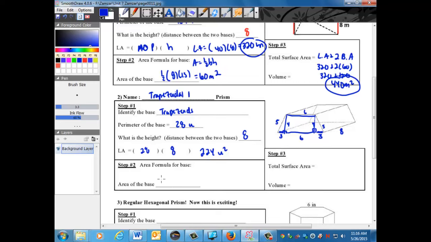The area of the base, we're going to say 1/2 height, B1 plus B2, that's for a trapezoid, so 1/2, 8, and then 6 plus 12, and so that would give us 36 units squared. Our total surface area will be lateral area plus 2 times the area of our base. So the lateral area is 224 plus 2 times 36. So that gives us 296 units squared.